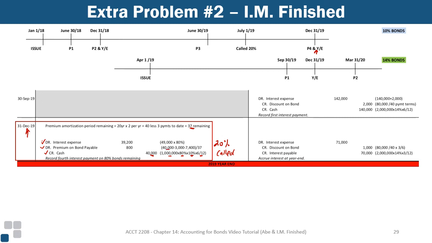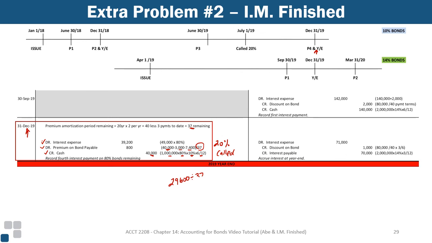So we had the original $40,000 premium minus $3,000 in total amortization, minus $7,400 that was removed on the call, right? So divide that by 37 periods. So 40,000 minus 3,000 minus 7,400 is 29,600. So 29,600 divided by 37 is $800.